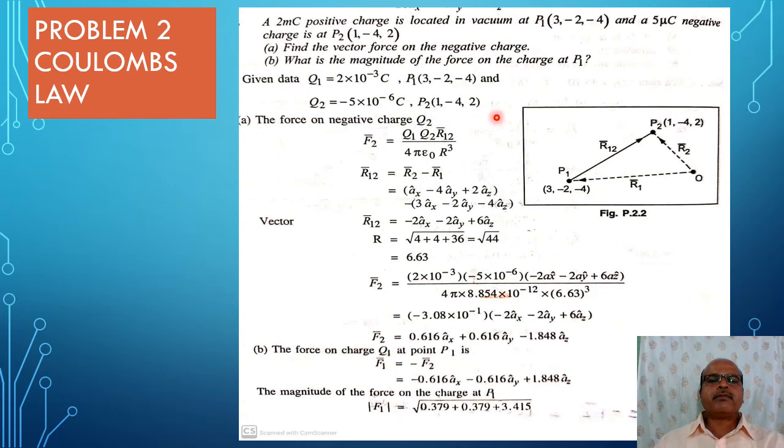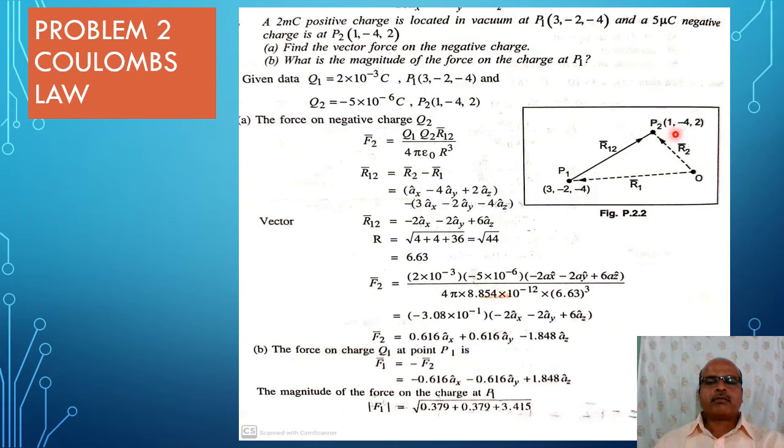P2 is 1, minus 4, 2. Force on negative charge q2 is given by this formula, as previously mentioned: q1 q2 upon 4 pi epsilon 0 r12 bar, r cube. So first find r12 bar, which is given by r2 bar minus r1 bar, that is 0.2 minus this first point, that is 0.1, minus 4, 2 is subtracted, that is 2, 3, minus 2, 4.